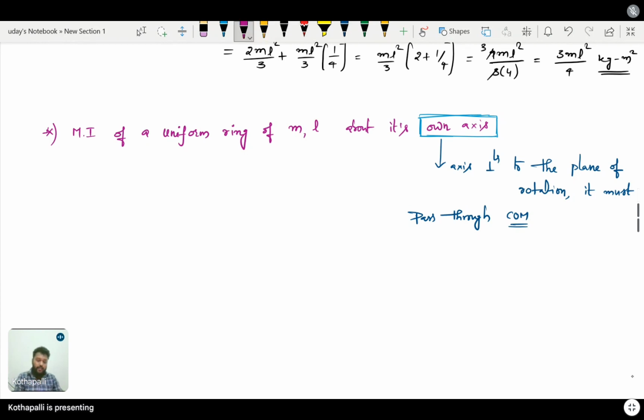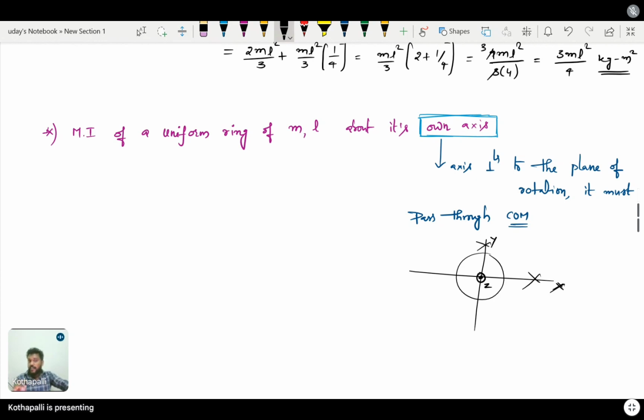Because see the situation, let me explain this clearly. If I take a ring, there are axes passing through the center of mass. All these three axes are passing through the center of mass only. But only this one, the dot which is into the plane, is perpendicular to its plane of rotation. But this x-axis, which is passing through the center, will not be perpendicular to the plane. So this and this are not own axes. Only the z axis will be the own axis.